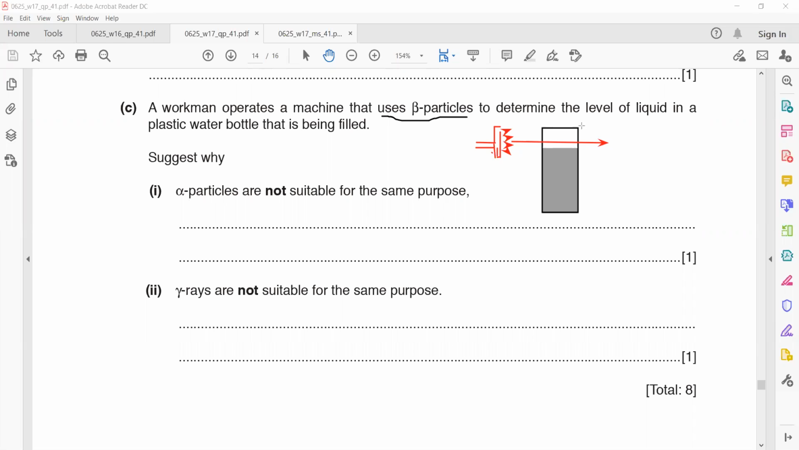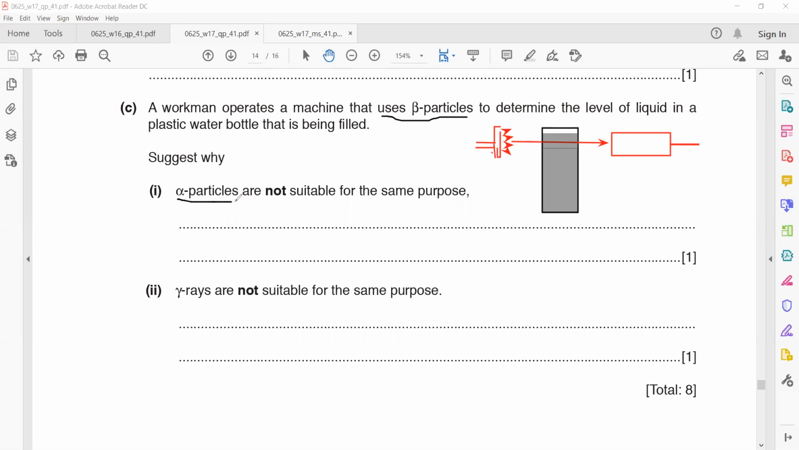And on the other side, a detector is placed. So how can we determine the level of the liquid? What will happen if the liquid level is below, then the maximum amount of beta particles will be able to pass. If the liquid level is above, then the amount of beta radiation which will pass will decrease. It will change, not to 0, but it will change.